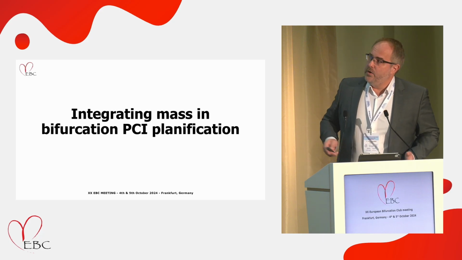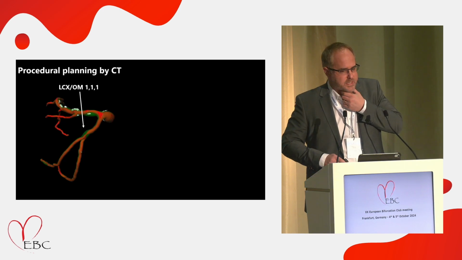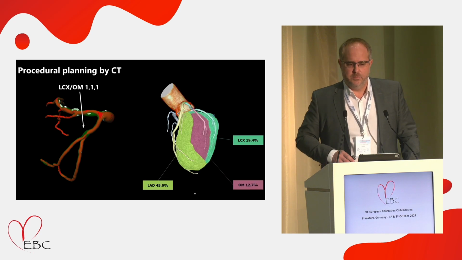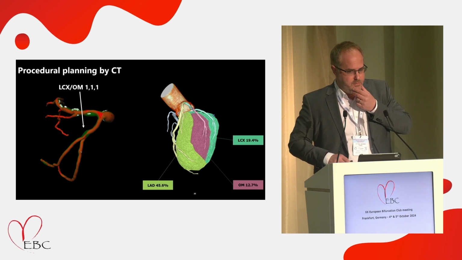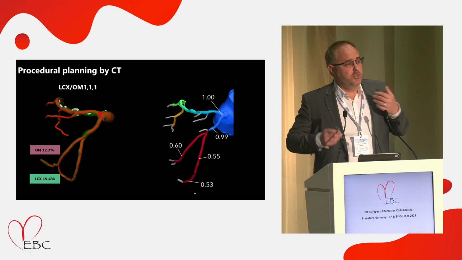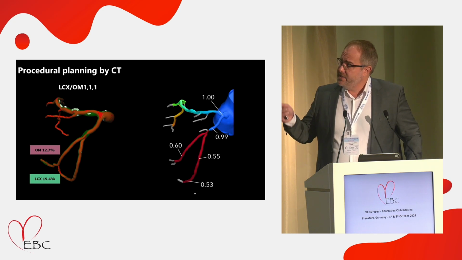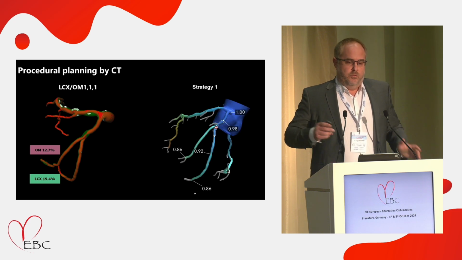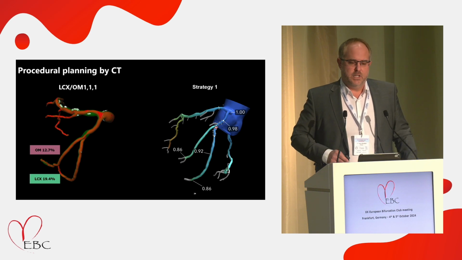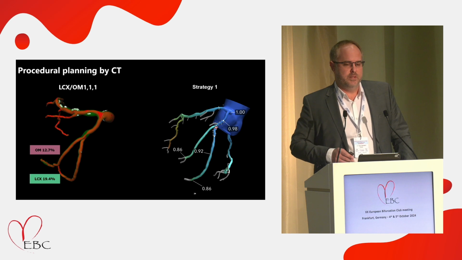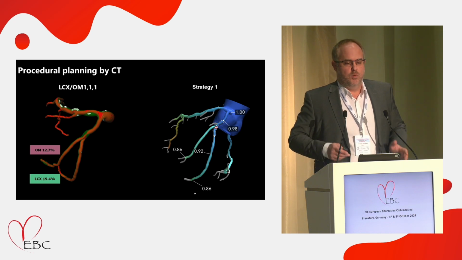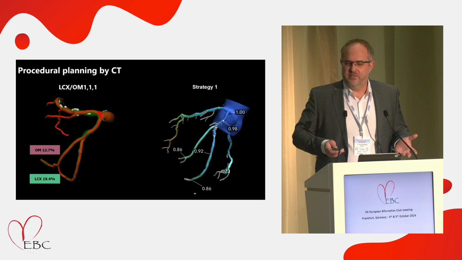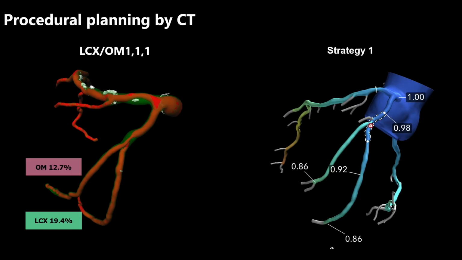So finally, an example of how to integrate this in bifurcation PCI planning. The previous speaker has detailed everything that you can get from CT. This is an example of a bifurcation between left circumflex and first marginal. We saw from the mass analysis that both branches are actually relatively important. And this is the outflow model. We have a deep ischemia in this lateral territory. From the outflow planning, we saw that a one-stent approach from left circumflex towards the distal left circumflex would be okay, but somehow disappointing in terms of flow improvement in the first marginal. 0.86 is not that good for a non-LAD lesion for post-PCI FFR.